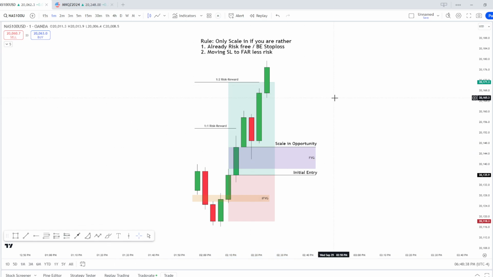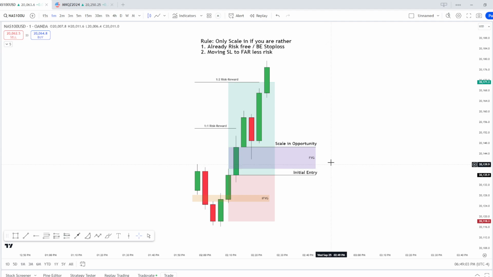So that goes with the same rule that if you are already risk-free or you have a break-even stop loss, then you can scale into a trade. Because you are still break-even, you are not letting that trade turn into a loss. You're just scaling in with the opportunities that price is presenting you and moving your stop loss along with it, so that you have even more opportunity for a bigger win and no loss at all because you're already break even.